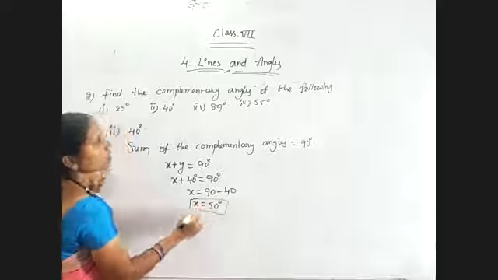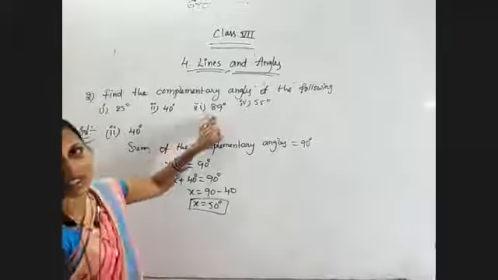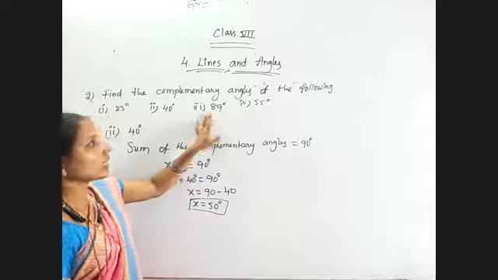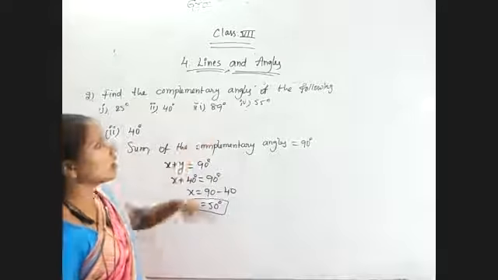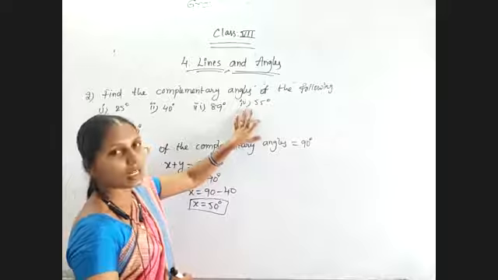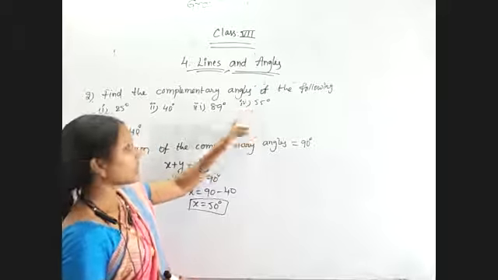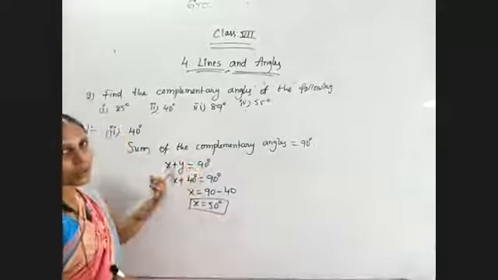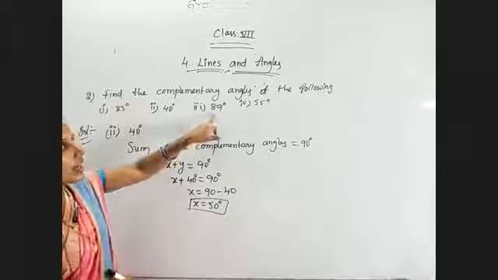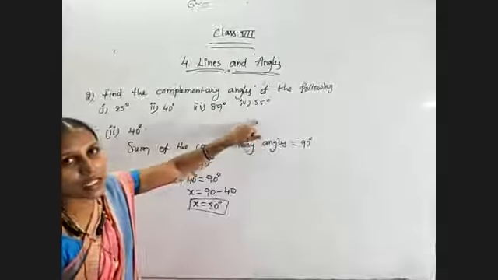So can you tell, without doing the procedure, what is the complement of 89? 89 plus 1 is 90. So the complement of 89 is 1 degree. Now coming to 55. 90 minus 55, how much? 35. That's it. Okay. So that one we need to do by procedure. That's all. I hope you understood. So try for 89 and 55 degrees yourself.